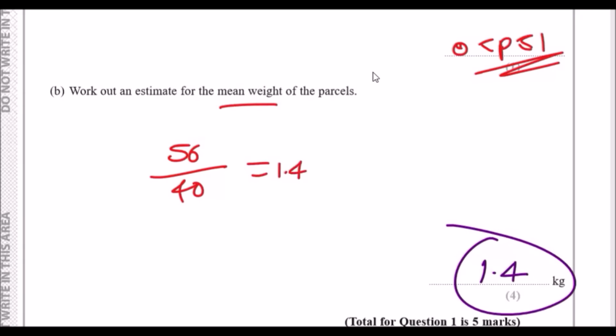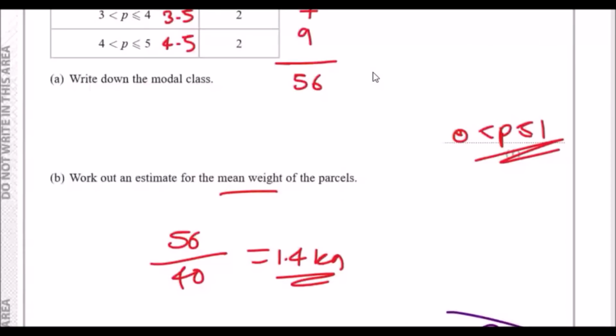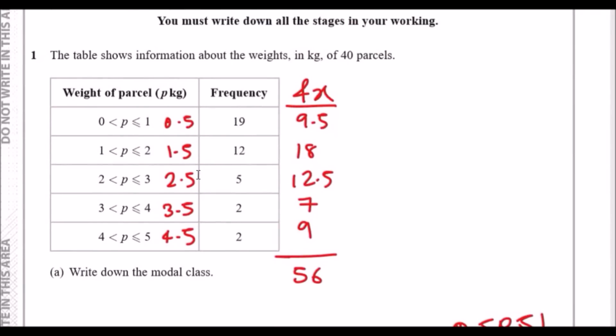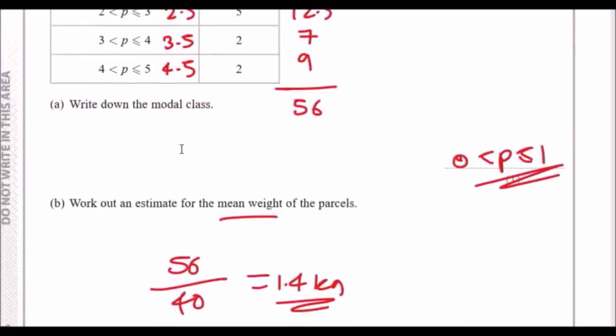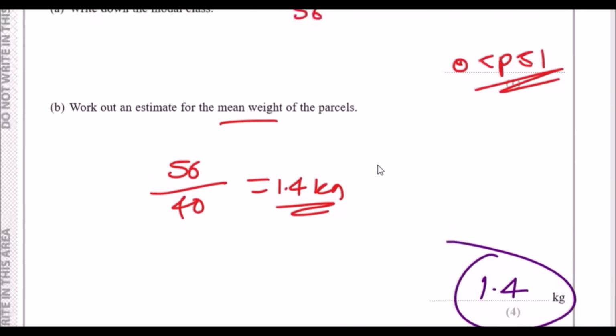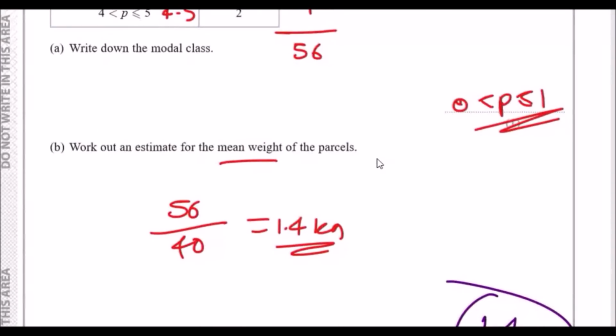And that's it. So this means 1.4 kg, which makes sense because if you look at the way the parcels lie, you can see that most of the parcels lie between 0 and 2, because 19 and 12 are the vast majority of them. So it makes sense for the answer to be somewhere between 1 and 2, which 1.4 fits nicely. And yeah, that's perfectly it. So let's move on to number 2.